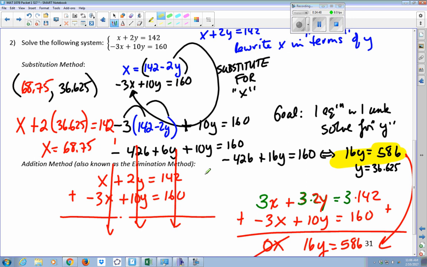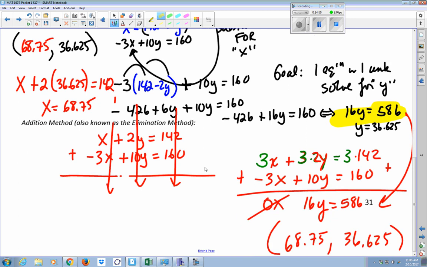If it was flipped, what do you mean? So if it was negative 3x, I would still multiply by 3. Yep.